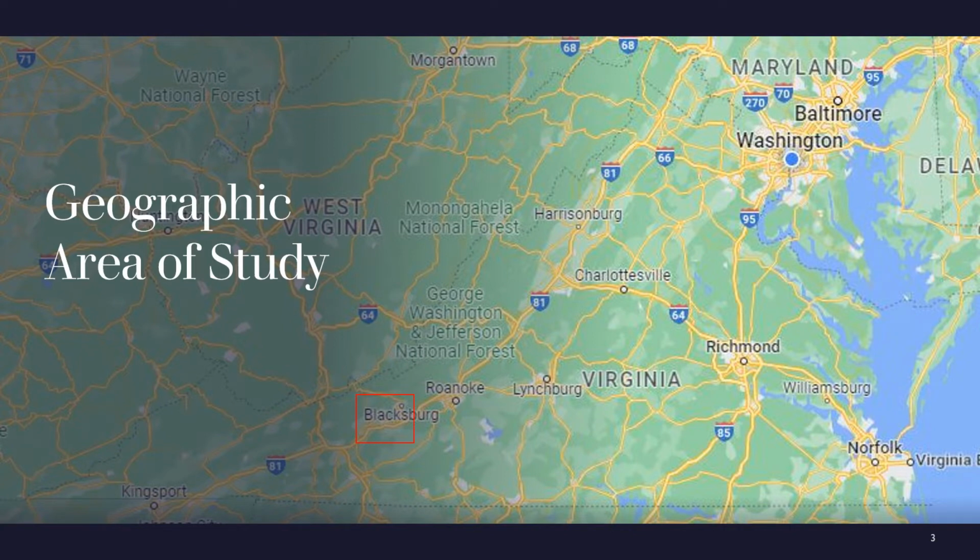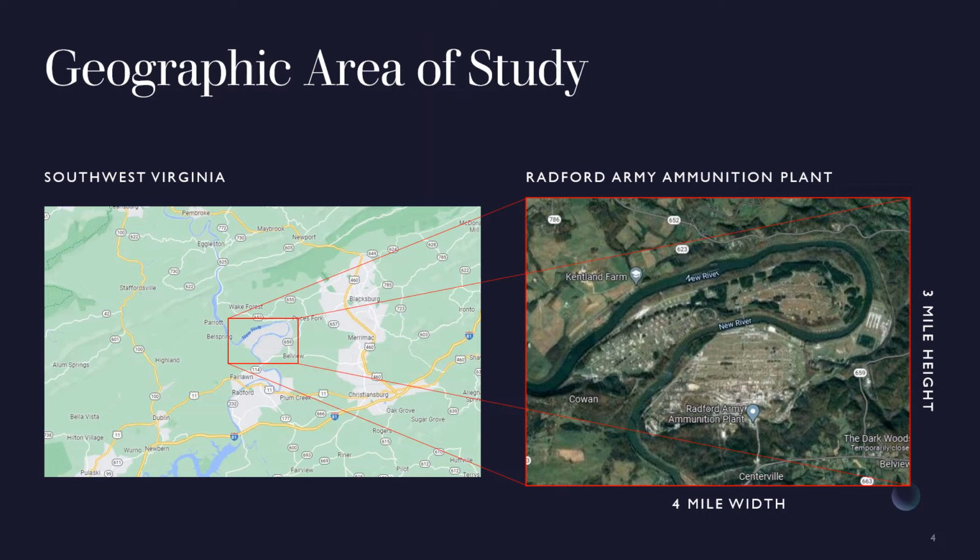My geographic area of study will focus on the southwest region of the state of Virginia, located inside the outlined red box on the screen. This is where two large campuses, Radford University and Virginia Tech, reside, as well as a major logistic corridor, being I-81. So as you see in the picture on the left, in between the cities of Radford and Blacksburg, Virginia, is where the Radford Army Ammunition Plant resides.